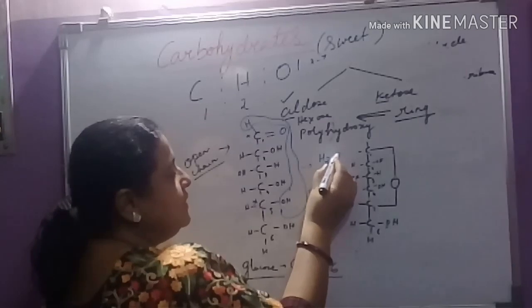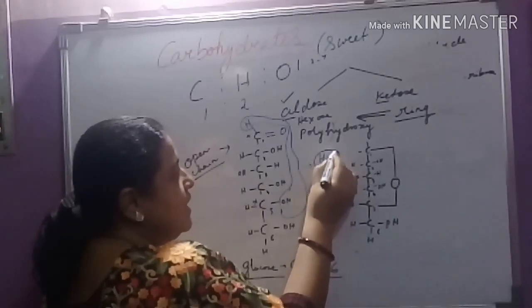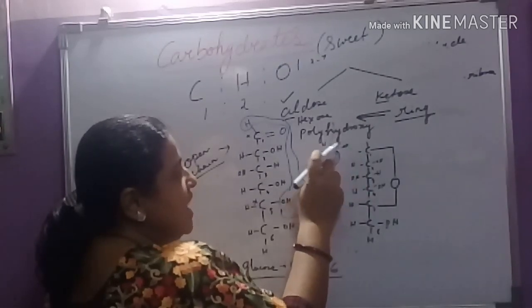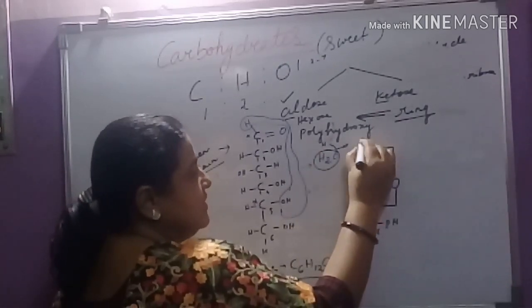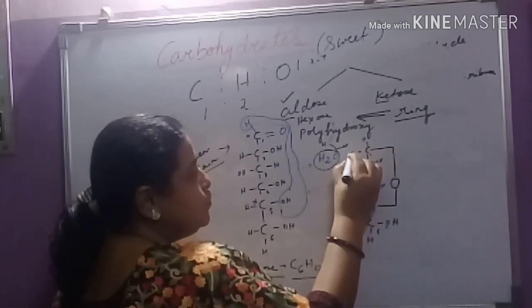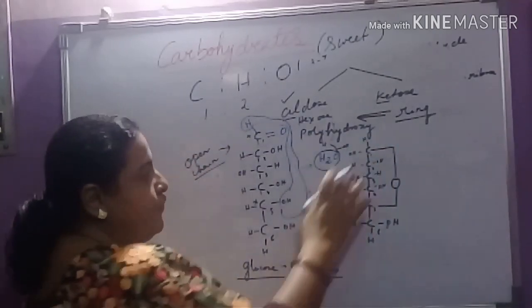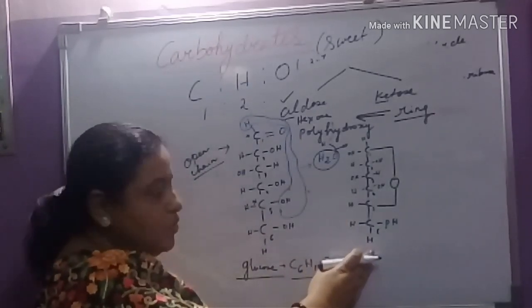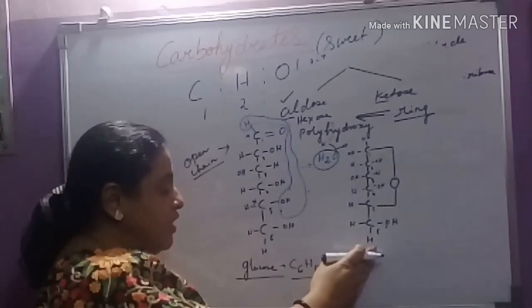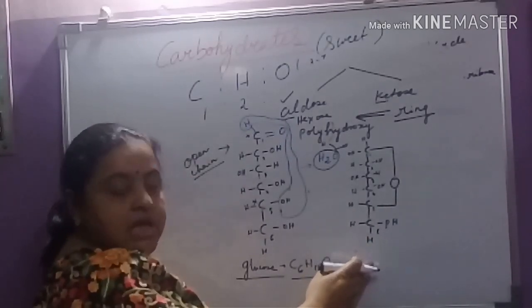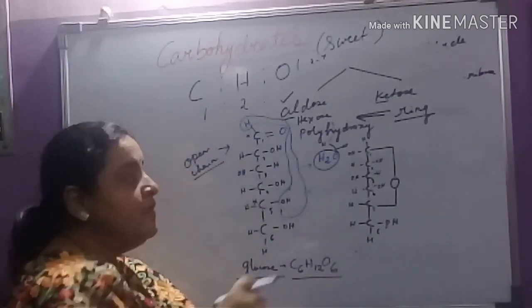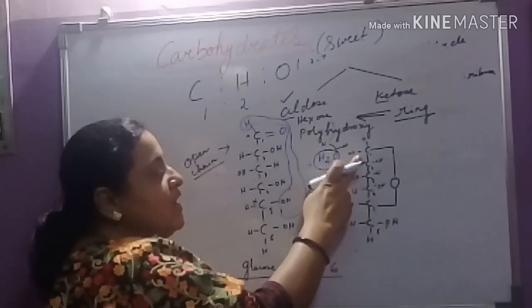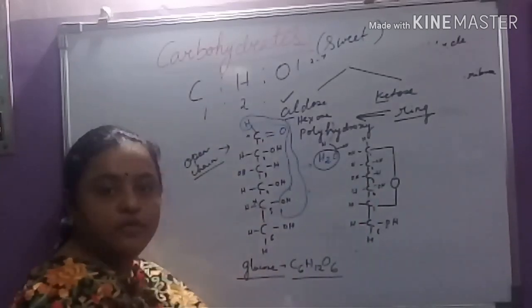What happens is that this water which is eliminated breaks down into H and OH. This H and OH gets added here. You put one H here and you put one OH here. If you see the structure very carefully, it is the same structure of glucose, having the molecular formula C6H12O6. But the only difference is what? There is a bond connected by means of an oxygen between carbon number 1 and carbon number 5.